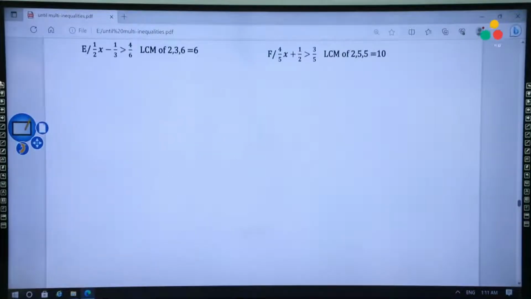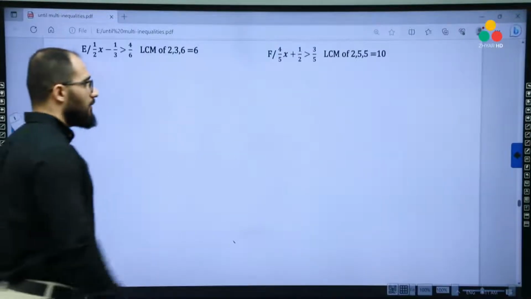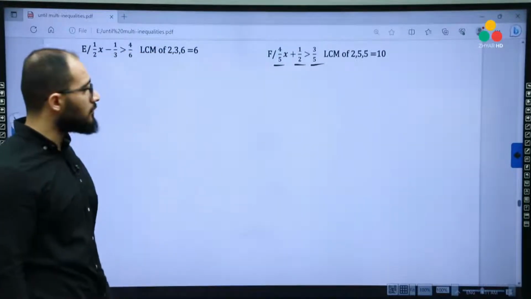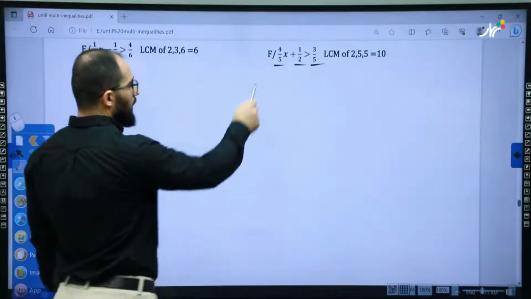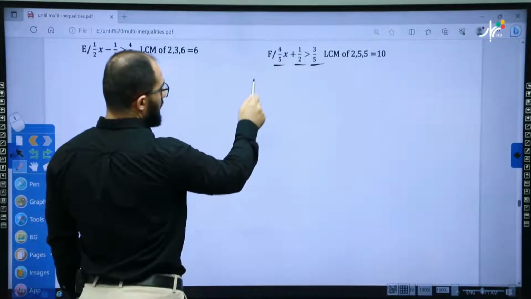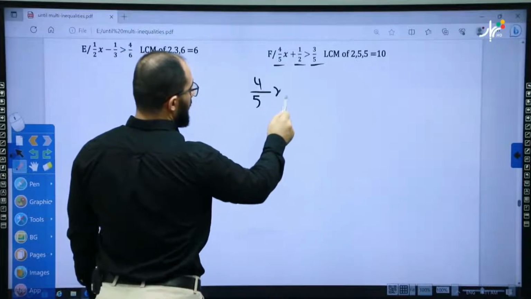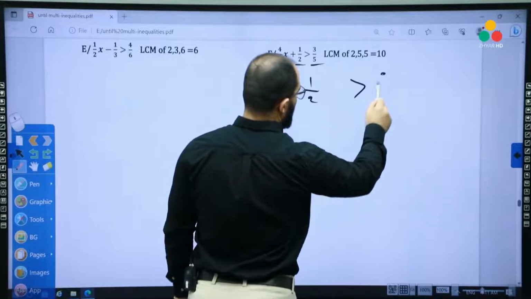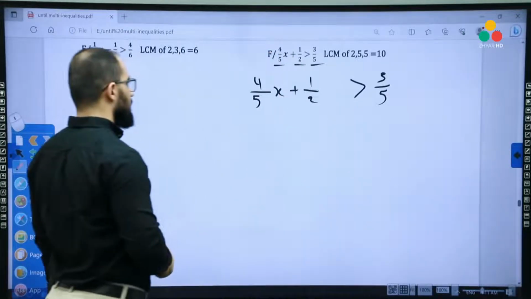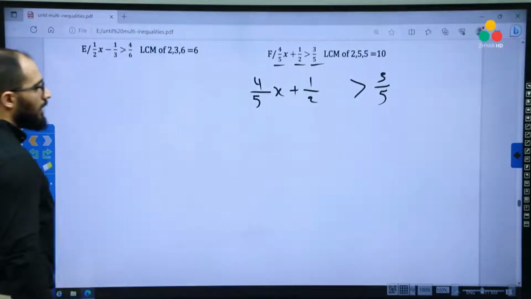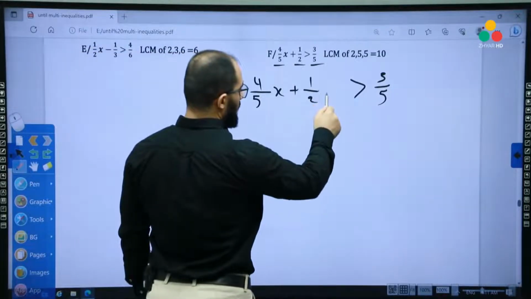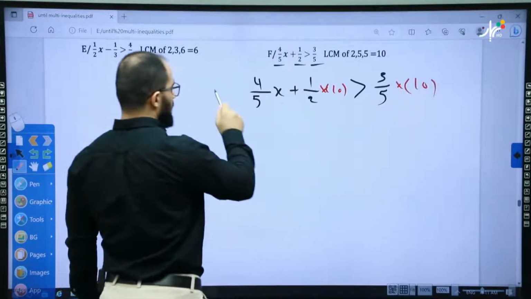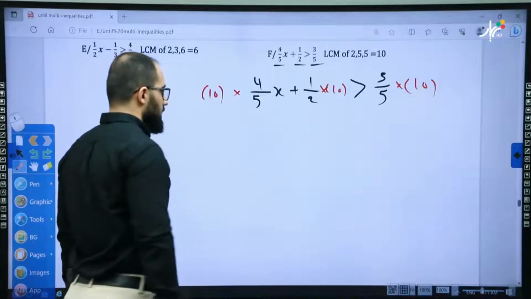For the next example, we have 4 over 5 x plus 1 over 2 greater than 3 over 5. The denominators are 5, 2, 5. So the LCM between 5 and 2 is 10. That's why we are going to multiply the whole inequality by 10. Multiply by 10, multiply by 10, and also here multiply by 10.